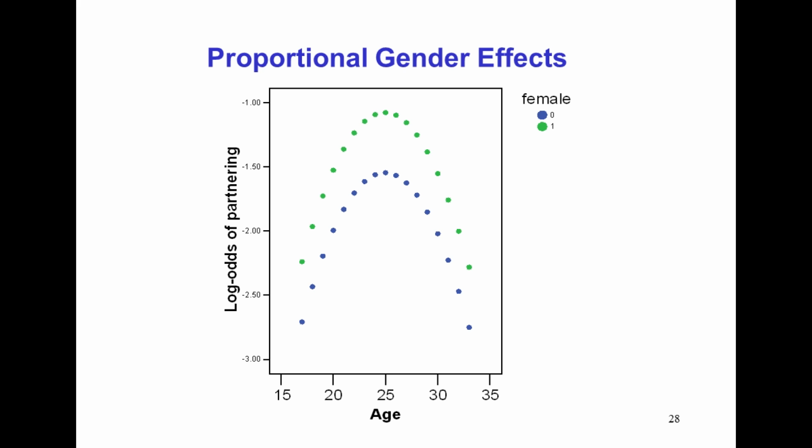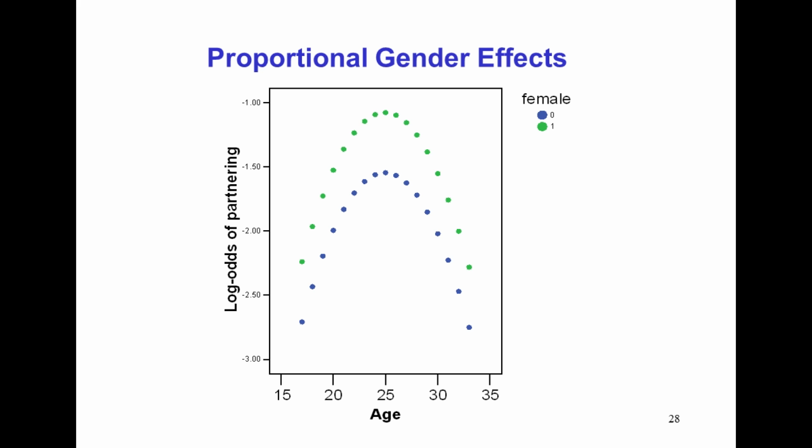So it's best to just draw lines. So do that, you see it's actually the same. It doesn't look like it when you first look at this graph. But what that's saying is that women are more likely to form a partnership at any given age than men, and that gap is the same for every age.